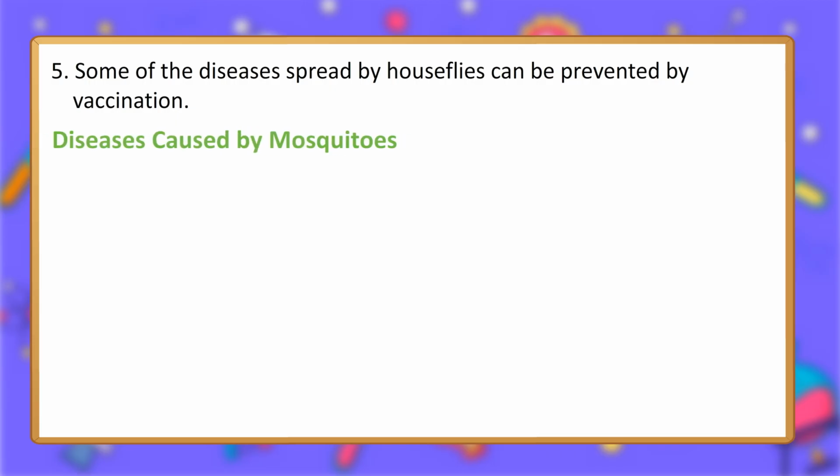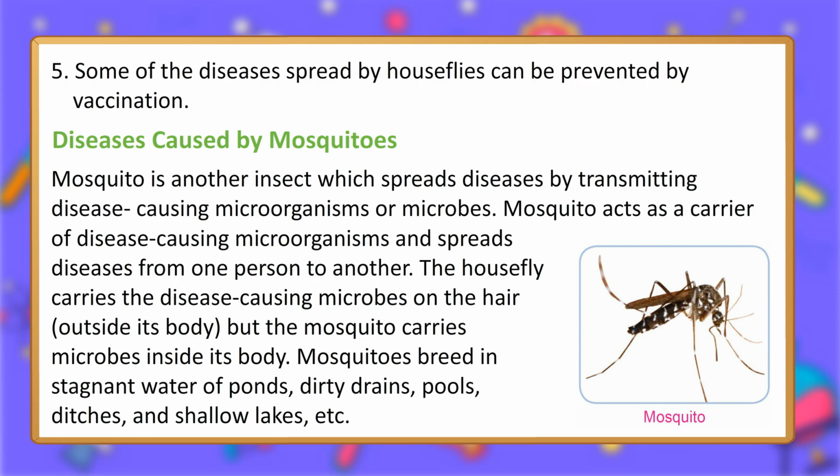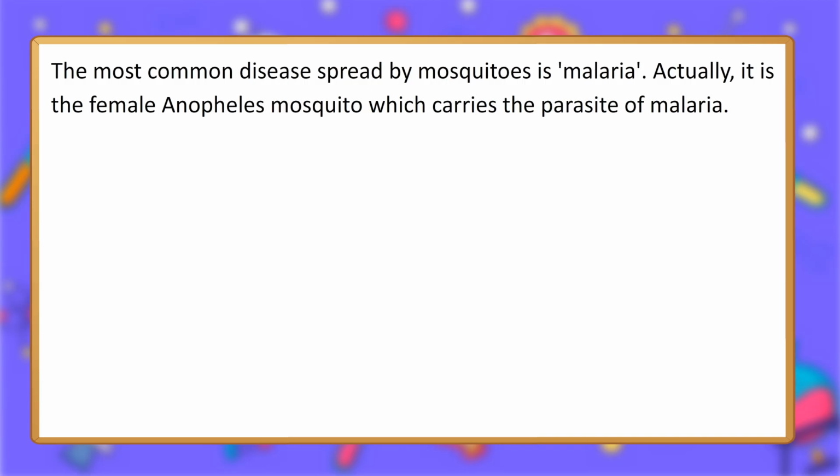Diseases caused by mosquitoes. Mosquito is another insect which spreads diseases by transmitting disease-causing microorganisms or microbes. Mosquito acts as a carrier of disease-causing microorganisms and spreads diseases from one person to another. The housefly carries the disease-causing microbes on the hair, outside its body, but the mosquito carries microbes inside its body. Mosquitoes breed in stagnant water of ponds, dirty drains, pools, ditches, and shallow lakes, etc. The most common disease spread by mosquitoes is malaria.